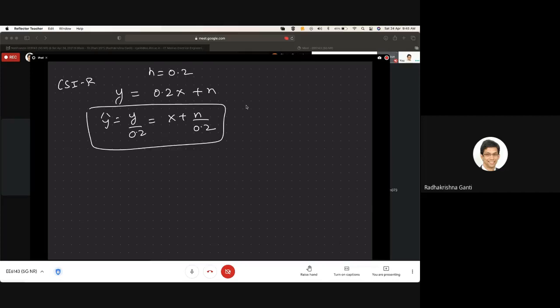CSIT, same h equal to 0.2, but what you transmit is x by 0.2, so you get this.